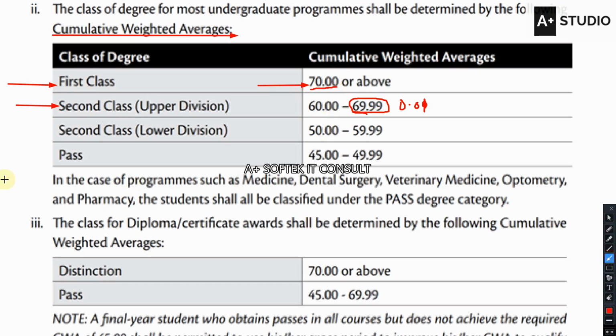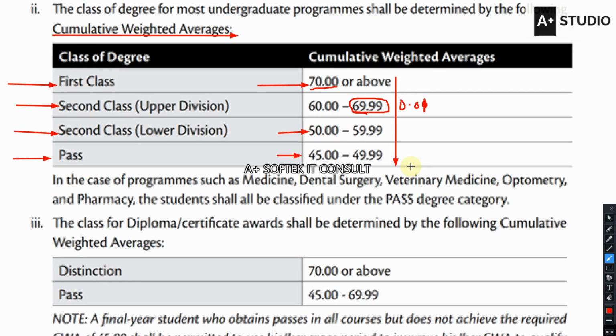The next one is second class lower, that is from 50 to 59, and the next one is pass, that is from 45 to 49.99. Don't assume, that is one thing I would advise. Don't assume these ones are very easy to get. No, they are not easy to get.